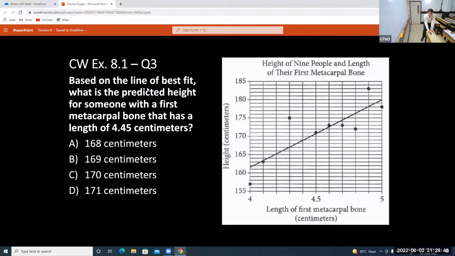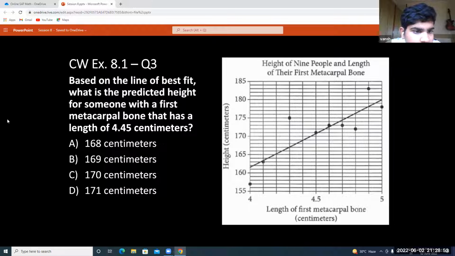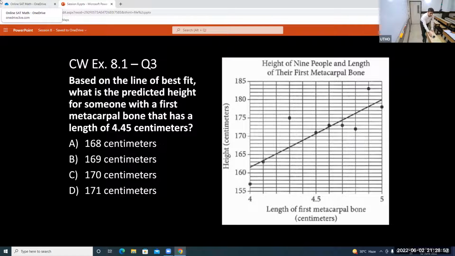Can you see this problem, Vansh? Yes. Okay. So read this problem, guys. Question number 3 from your book, 8.1, question number 3. Data is this. Let me give you a minute's time. Calculator is not allowed for this problem. Please solve.